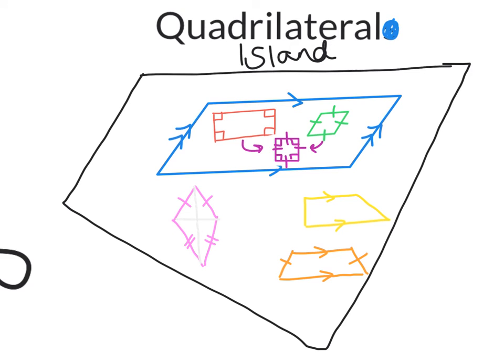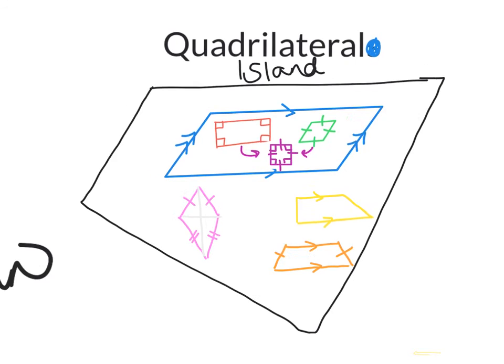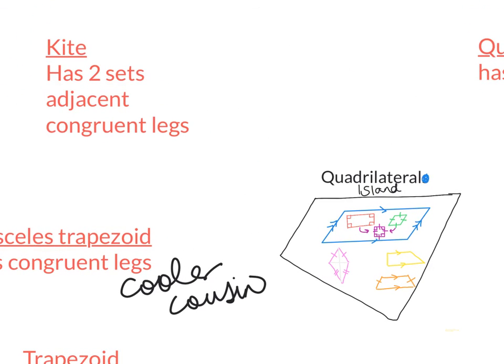Okay. So the kite is also your cousin. And the way that they give its definition is to say that a kite has 2 sets of adjacent congruent legs. That means the 2 legs that are congruent are next to each other, not across from each other. All right, so this is another cousin.